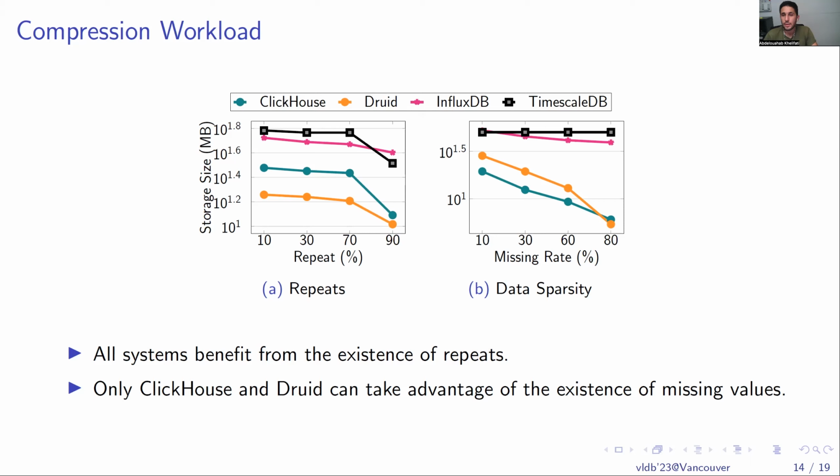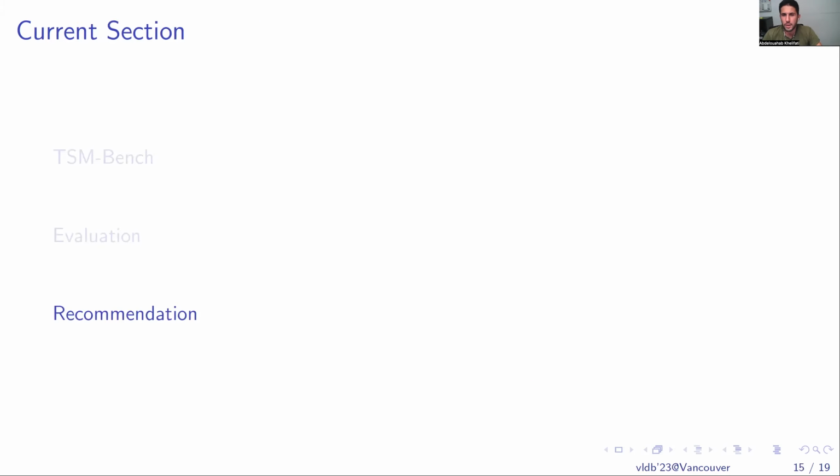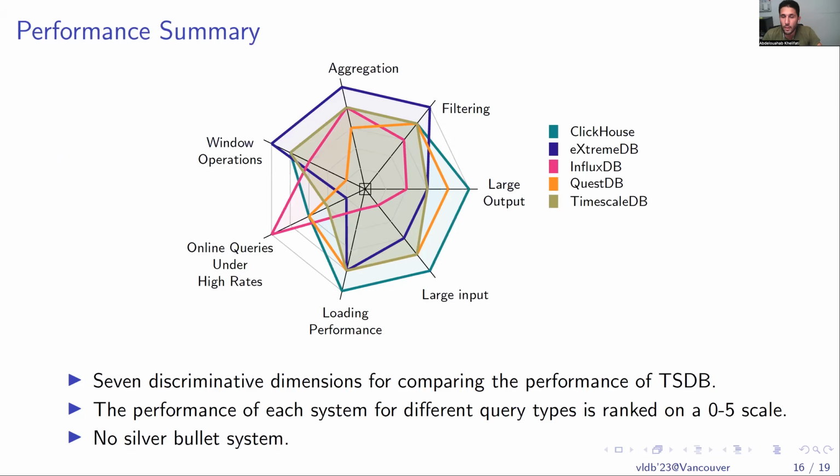This means that for datasets with a high repeat percentage, it is able to take advantage of that to significantly reduce its storage size. For the data sparsity feature, we can see that only ClickHouse and Druid can take advantage of this feature.